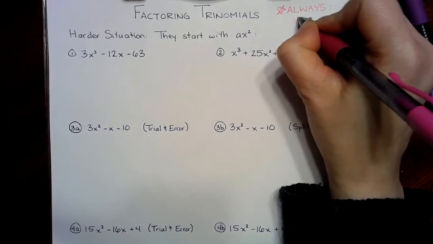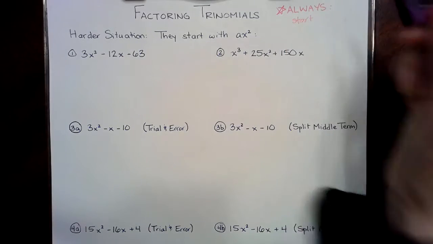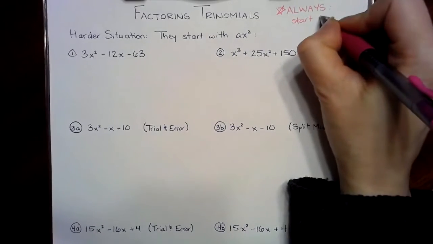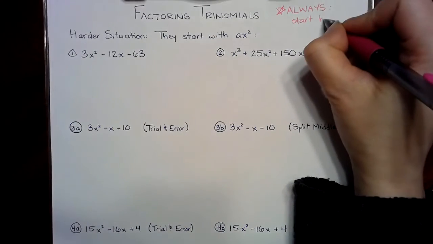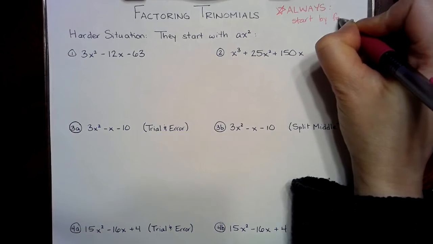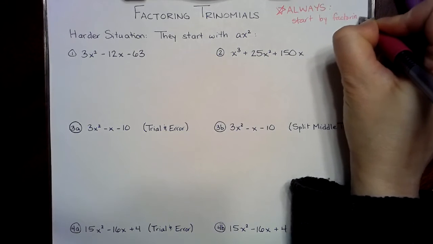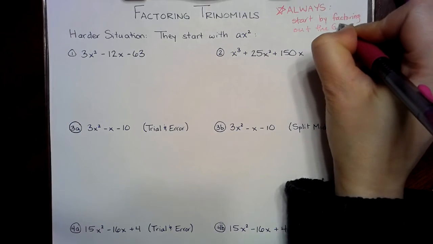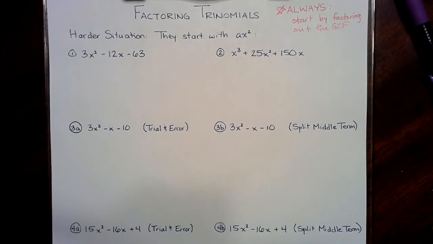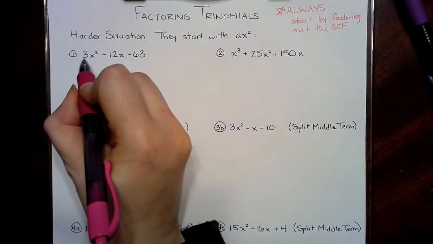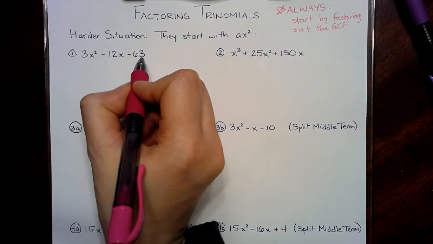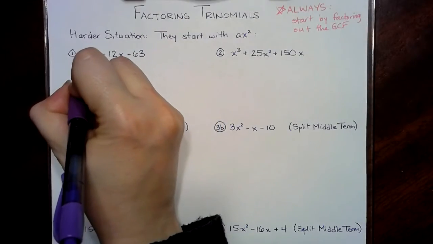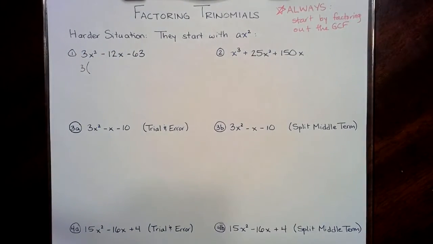I'm going to want to start by seeing if there's something that I can factor out of all of the terms, called my greatest common factor, or GCF. So in this case, I have 3, 12, and 63, which are all divisible by 3. So I'm going to take that 3 and factor it right out.